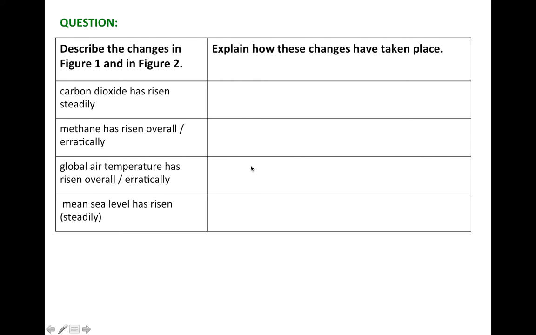So now we need to think about how we could explain each of these changes. So carbon dioxide has risen steadily. And hopefully you know by now from the previous lessons that this is because of increased fossil fuel combustion. So the more fossil fuels that we burn, the more CO2 there is in the atmosphere. You've also learned that methane is increased because we've increased cattle farming, our increased use of landfill, and the increased amount of rice plantations. And all of these things produce methane.